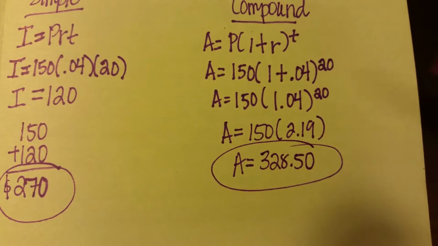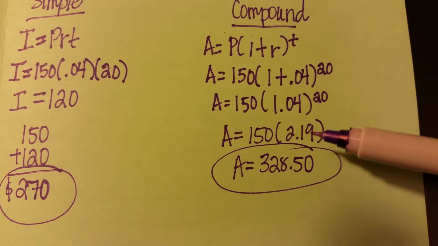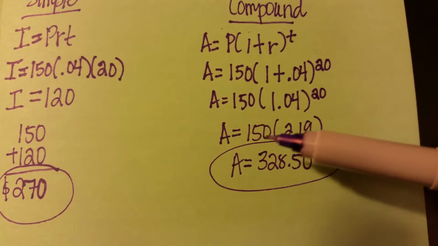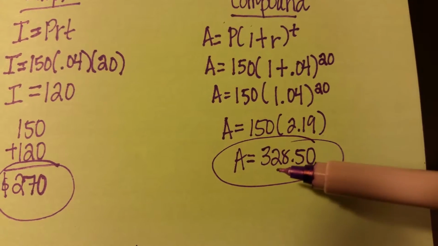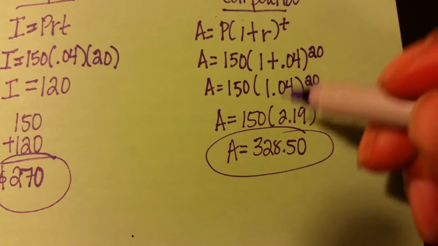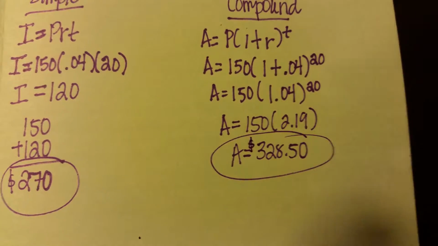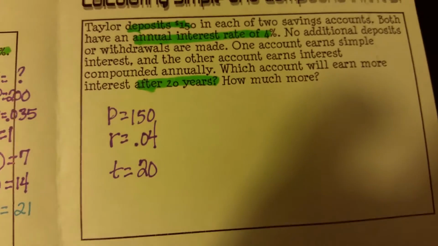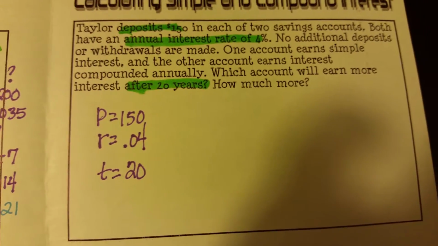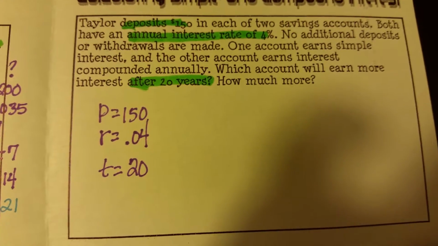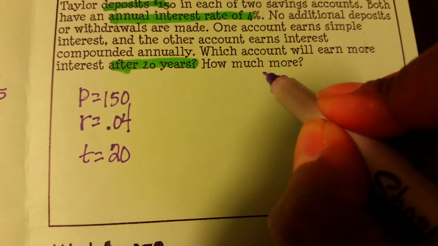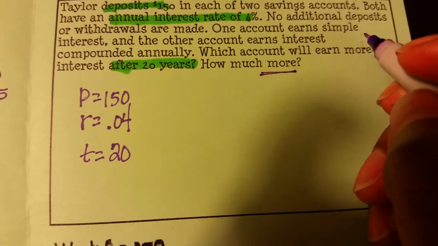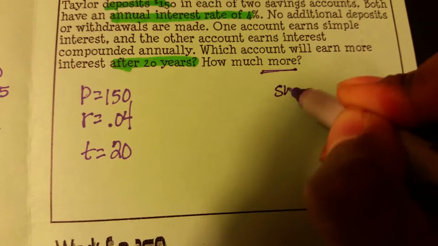Okay, so what we should have gotten here was 2.19. So it's 150 times 2.19, which would give me $328.50. So now my question can be answered now. It says, which account will earn more interest after 20 years and how much more? That how much more means we're going to do what? Subtract.